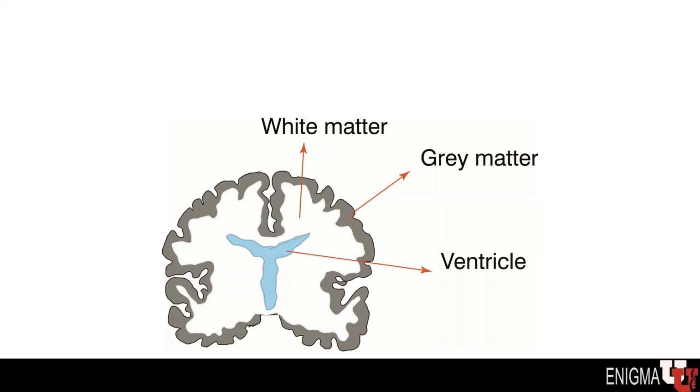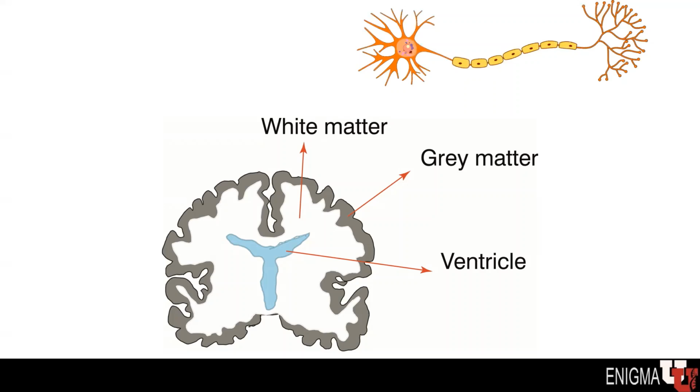Let's think back to the structure of the neuron. Remember, we have our neuron cell bodies here and the long axons here. Well, the cell bodies of each neuron actually comprise the gray matter. The gray matter is made up of mostly neuron cell bodies. Meanwhile, the white matter is mostly comprised of neuron axons. So remember, the axons allow the neurons to communicate with other neurons. And the white matter is mostly comprised of axons.